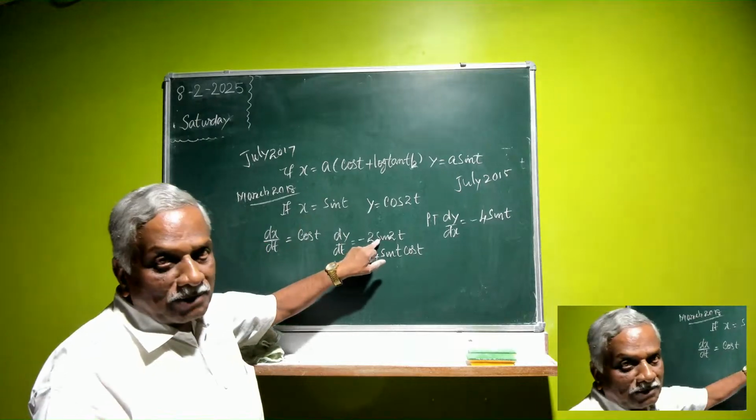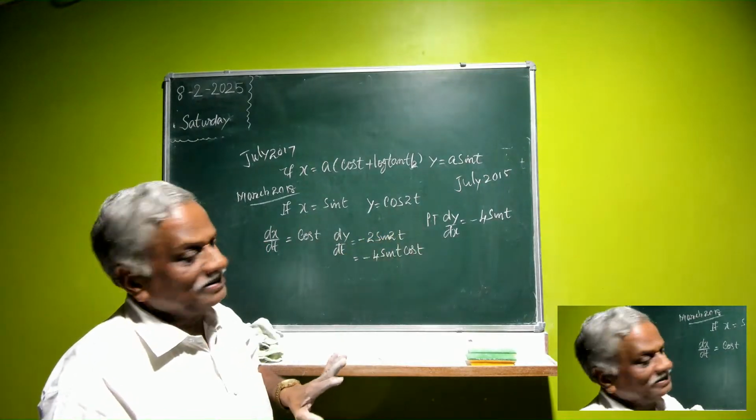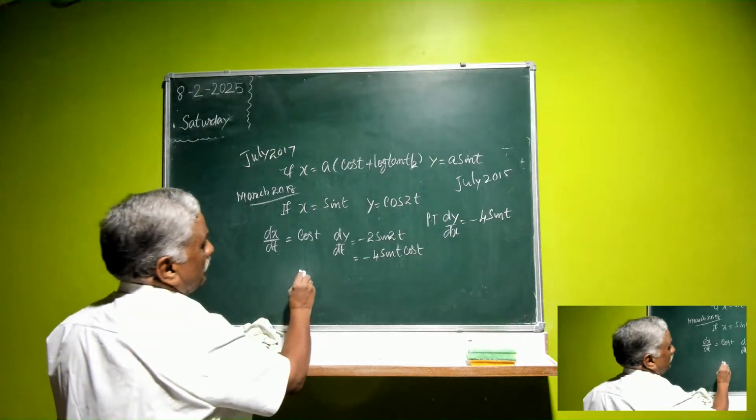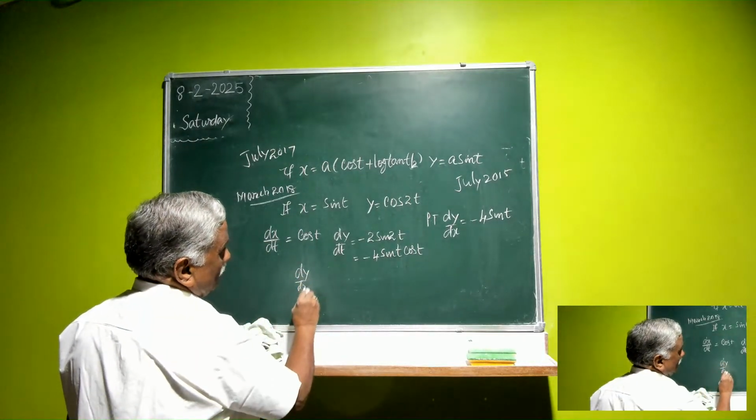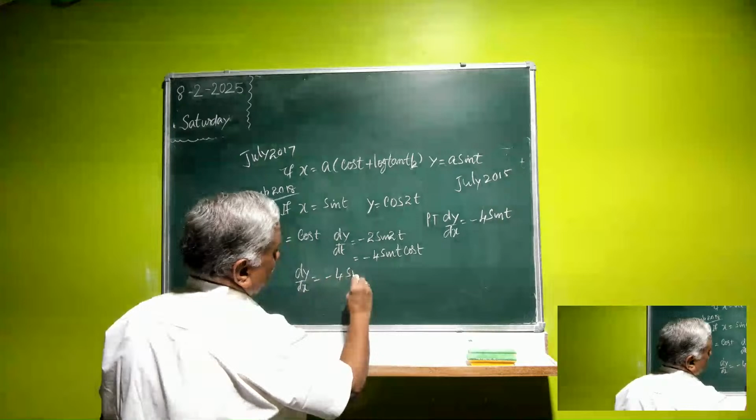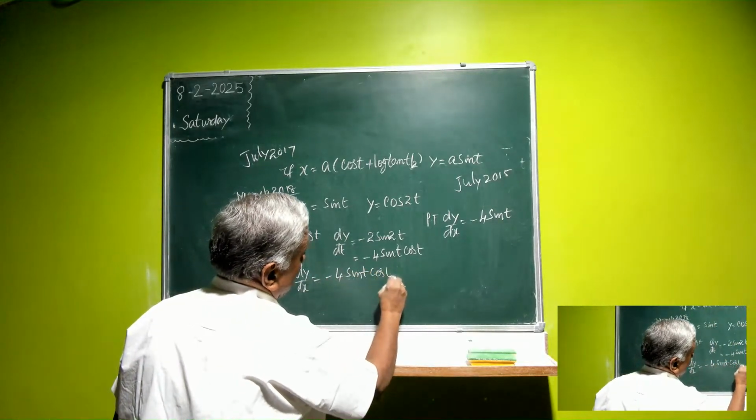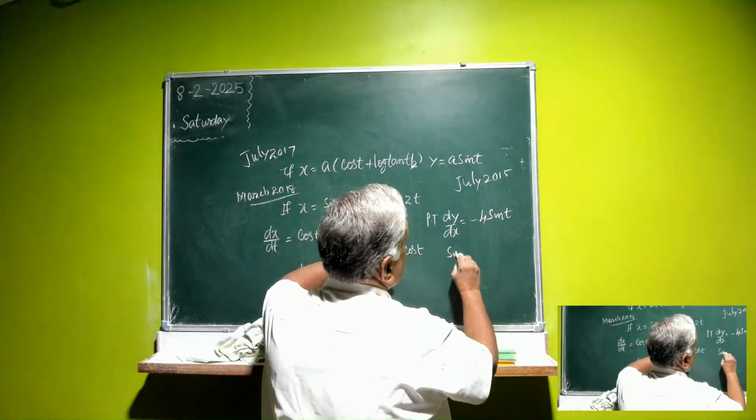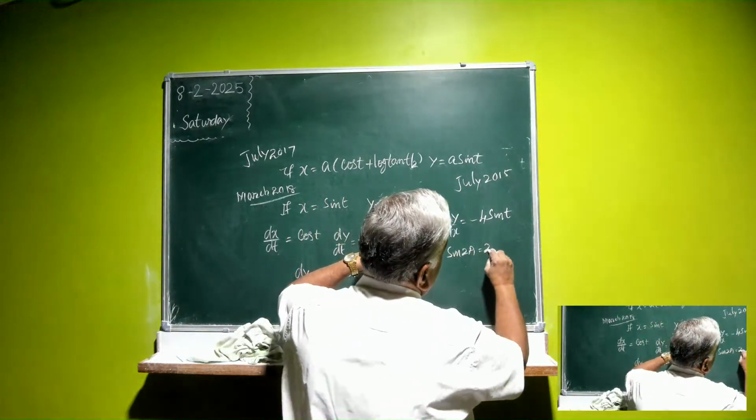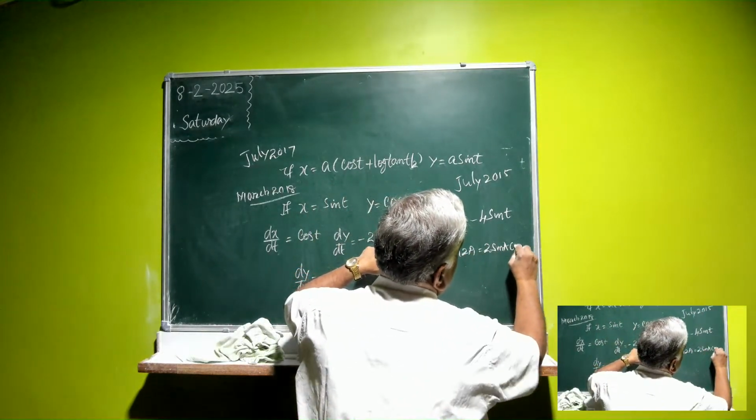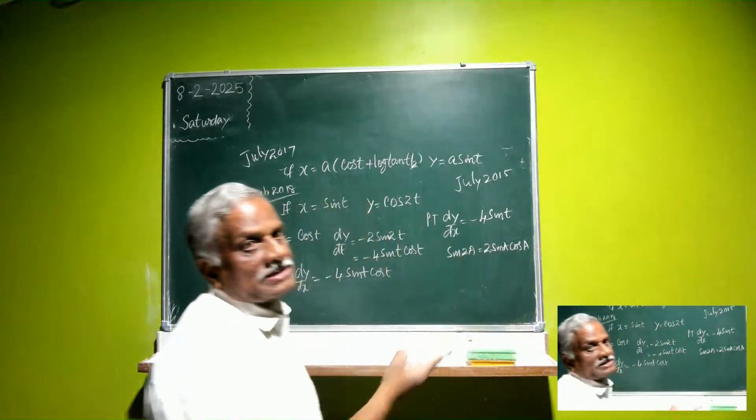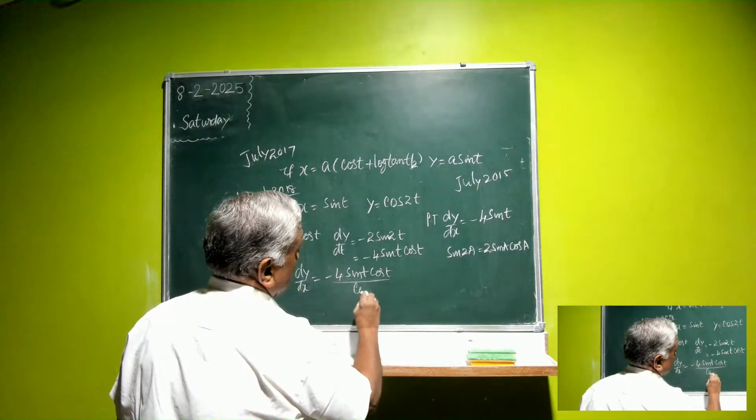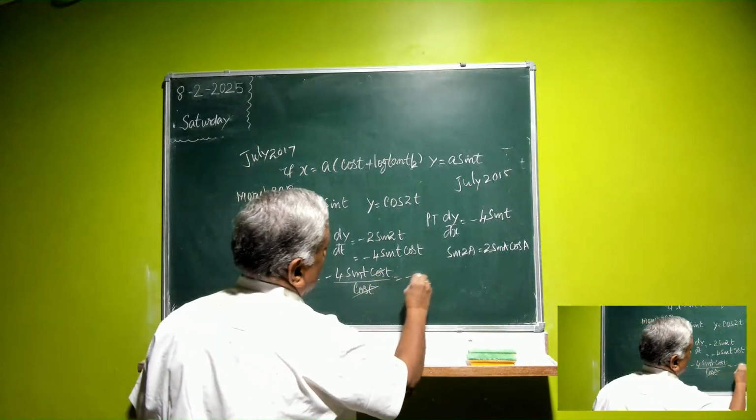So, if you don't remember the formula, you are going to lose marks. That is why they have asked this problem for 3 marks. So, dy by dx is equal to minus 4 sin t cos t. How do I get 4? Sin 2a is 2 sin a cos a, I am using. I have already listed the formula before I started the examination papers. Divided by cos t. This will cancel, you get minus 4 sin t.